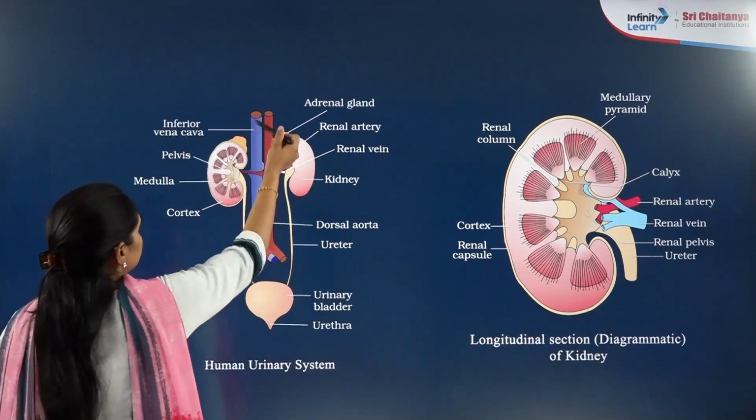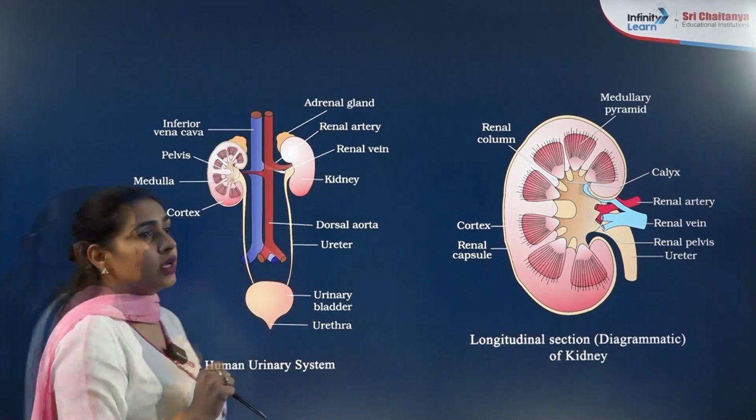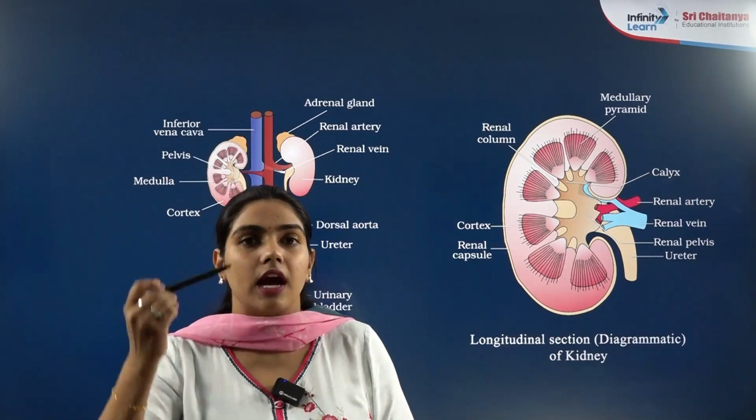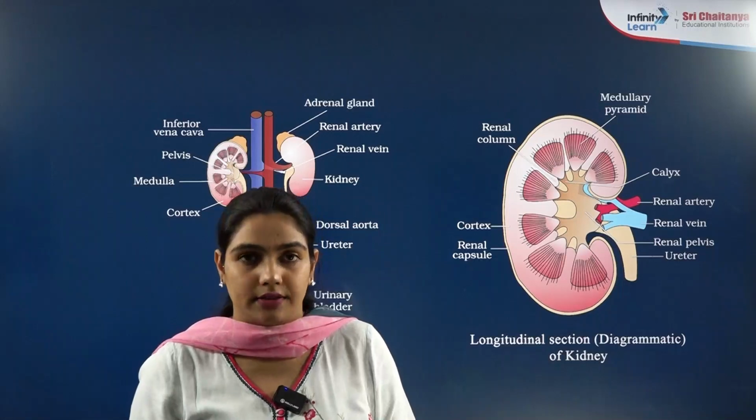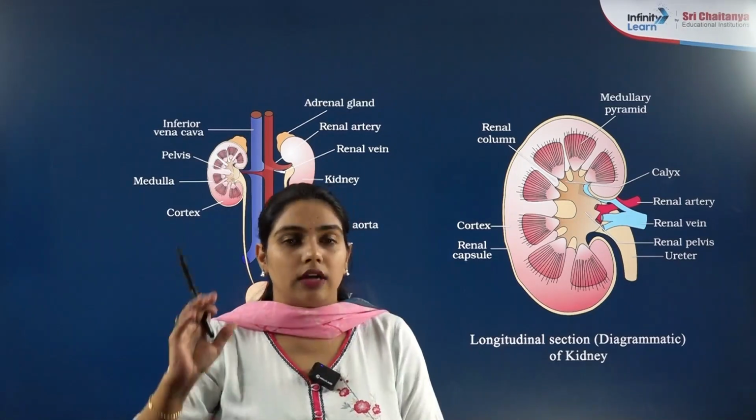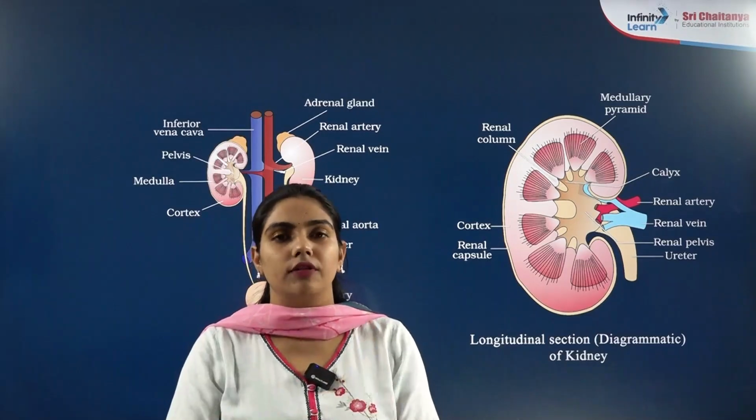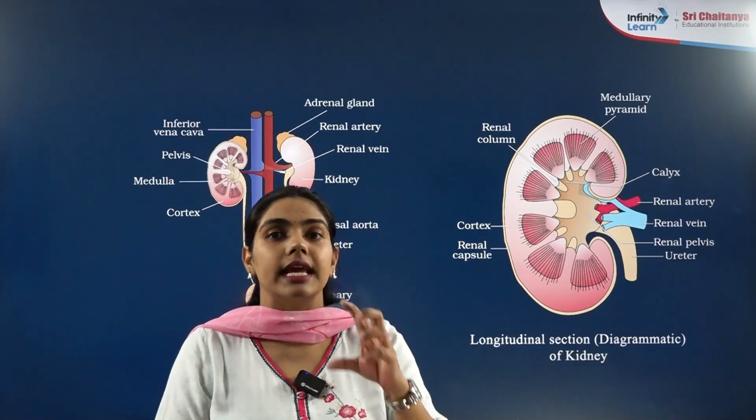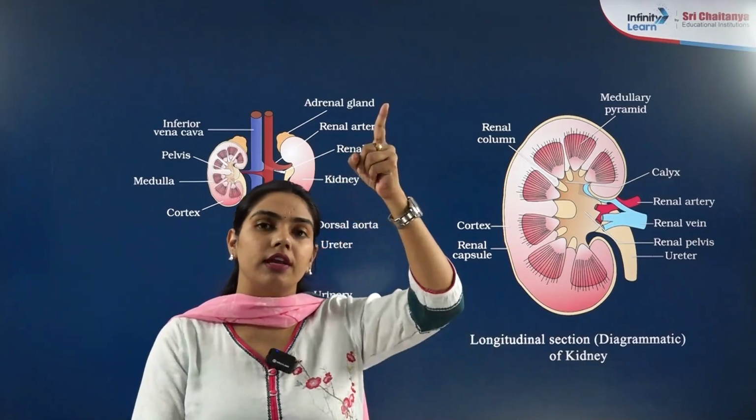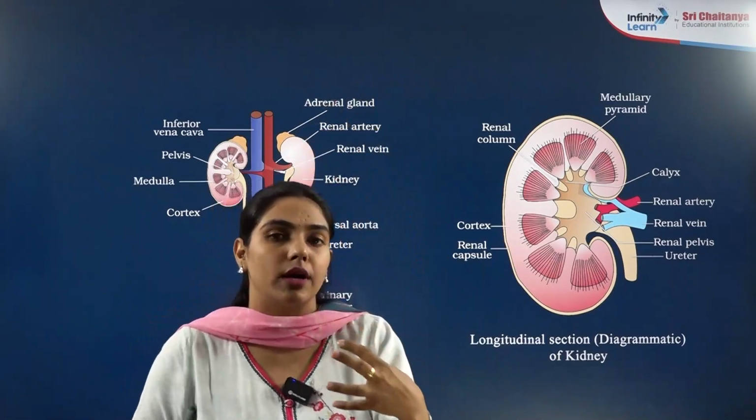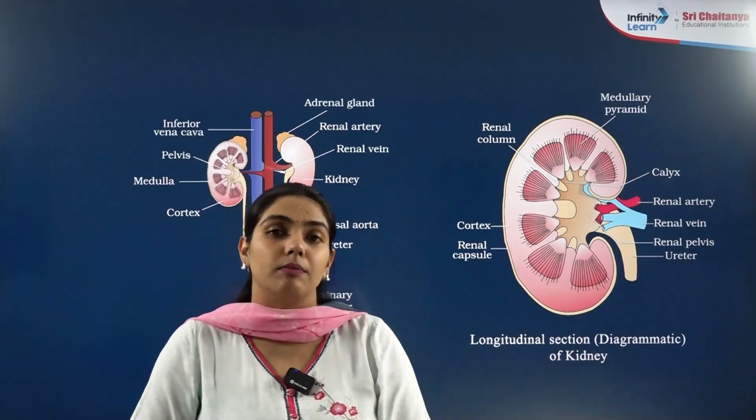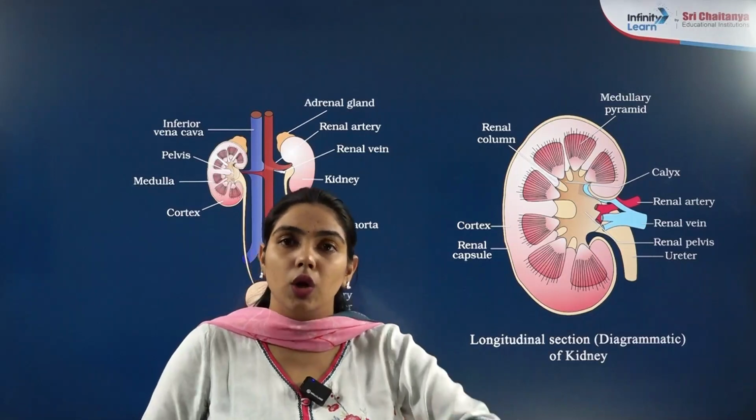As you can see here, this is the inferior vena cava. What is its purpose? You know that the inferior vena cava is going to open into the heart, and it is taking all the deoxygenated blood. All the deoxygenated blood of the body is going into the right atrium. So there are two vena cavas. One is the superior vena cava, which will carry the deoxygenated blood of the upper body parts, and one is the inferior vena cava, which will carry the deoxygenated blood of the lower body parts.